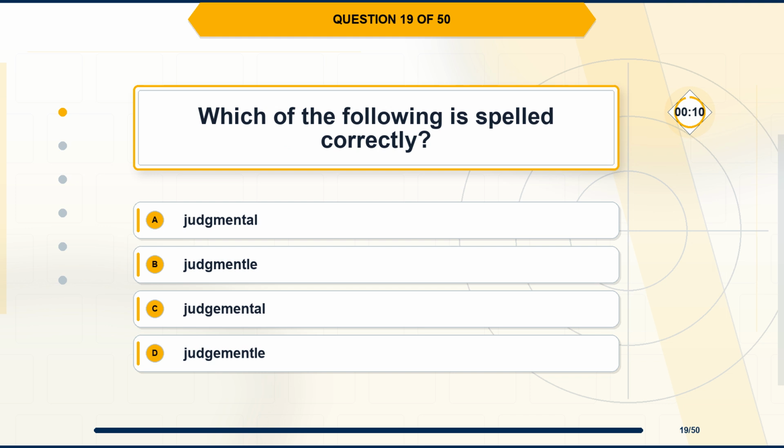Question 19. Which of the following is spelled correctly? Option A, judgmental. Option B, judgmental. Option C, judgmental. Option D, judgmental.